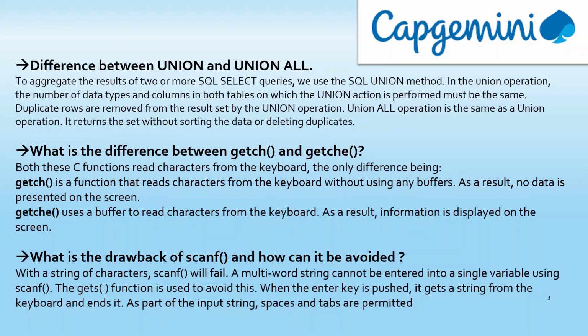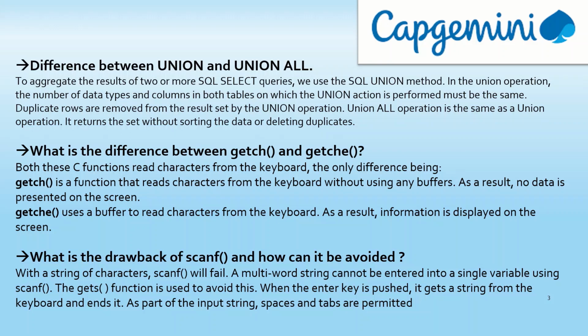To aggregate the result of two or more SQL select queries, we use the SQL union method. In the union operation, the number of data types and columns in both tables on which union action is performed must be same. Duplicate rows are removed from the result set by the union operation. Union all operation is the same as union operation, it returns the set without sorting the data or deleting the duplicates. So next is difference between getch and getche.